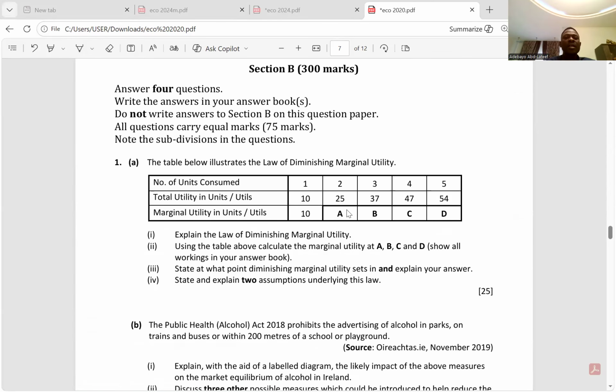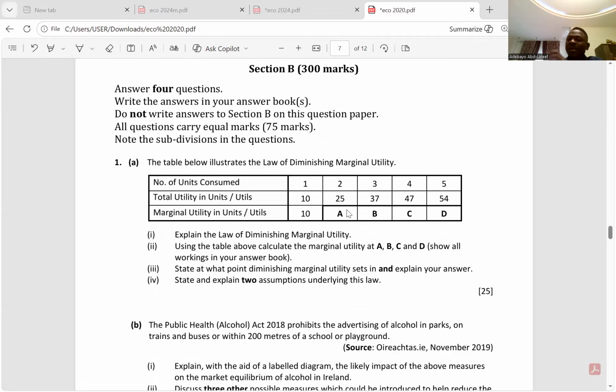for section B, they said, the table below illustrates the law of diminishing marginal utility: number of units consumed, total utility, and marginal utility. Explain the law of diminishing marginal utility. The law of diminishing marginal utility states that as more units of a product are consumed, the satisfaction received reduces. As we consume more units of product, the satisfaction we derive starts diminishing. And that's one of the assumptions of consumers.